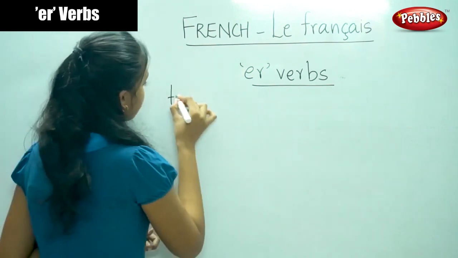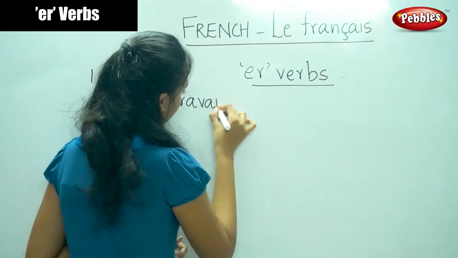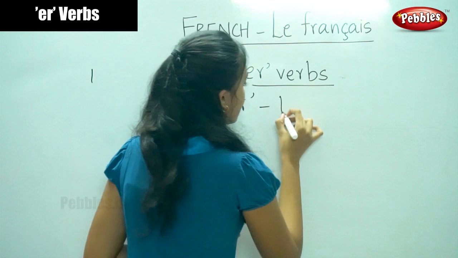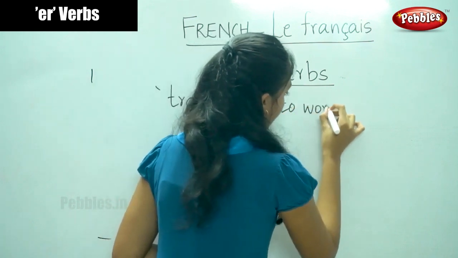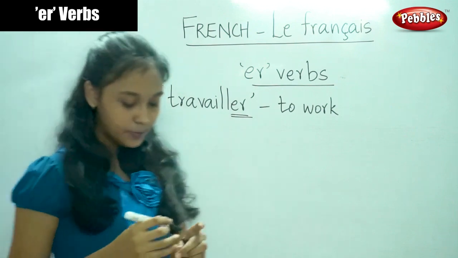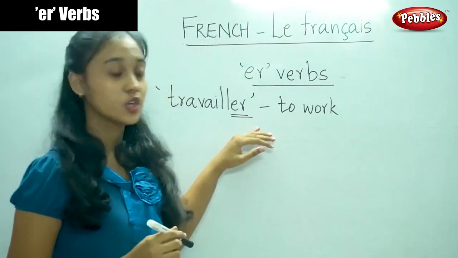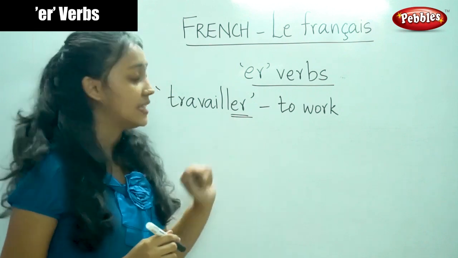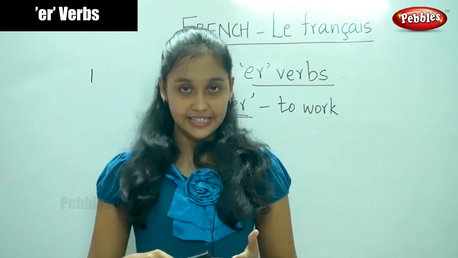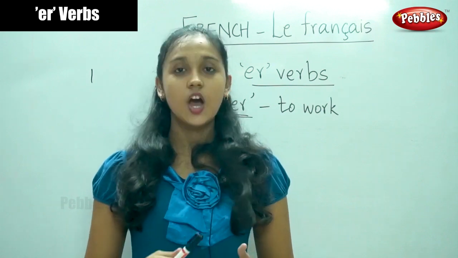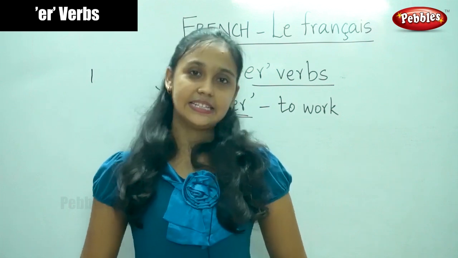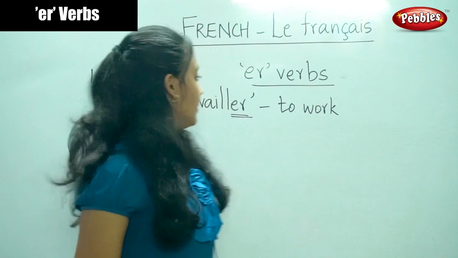So shall we take the example of another verb? Let us take the word travailler. Travailler means to work. Notice that it ends with ER. So can you tell me once more what is the conjugation ending for the words that end with ER? E, ES, E, ONS, EZ, ENT, ENT.